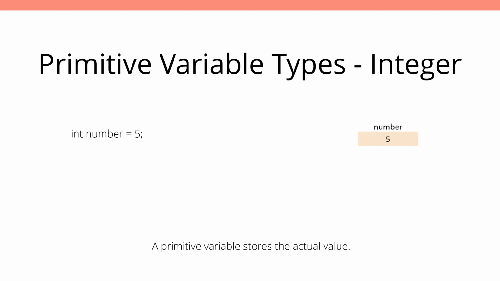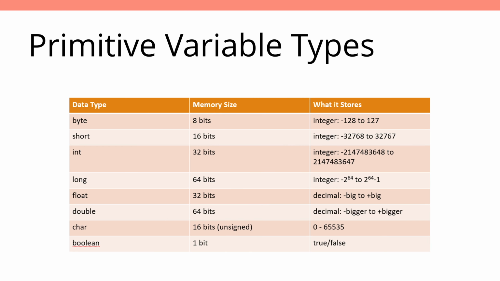Now, here's a list of primitive variables: byte, short, int, long, float, double, char, boolean. And in the middle, you have some memory size. I'll make another video talking about memory size, bits, and all that stuff, but all you really need to know is int, double, and boolean for this class.